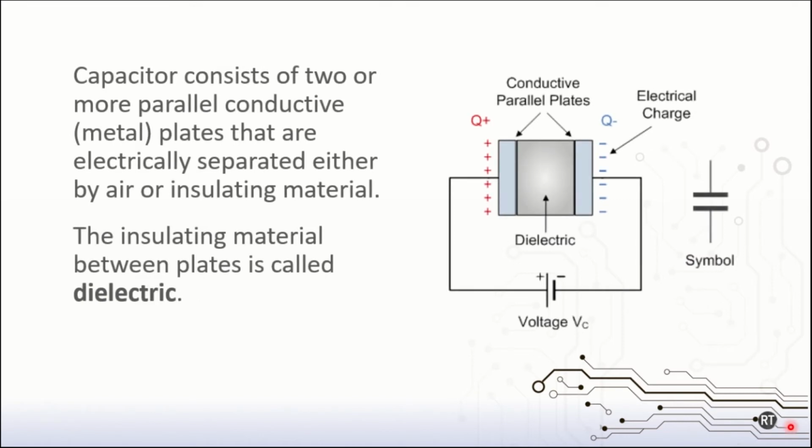A capacitor consists of two or more parallel conductive plates that are electrically separated either by air or insulating material. The insulating material between plates is commonly called the dielectric. The amount of charge that can be stored in the capacitor depends on the size of the plate and the distance between these two plates. The larger the plate and the shorter the distance between the two plates, the greater will be its capacitance.